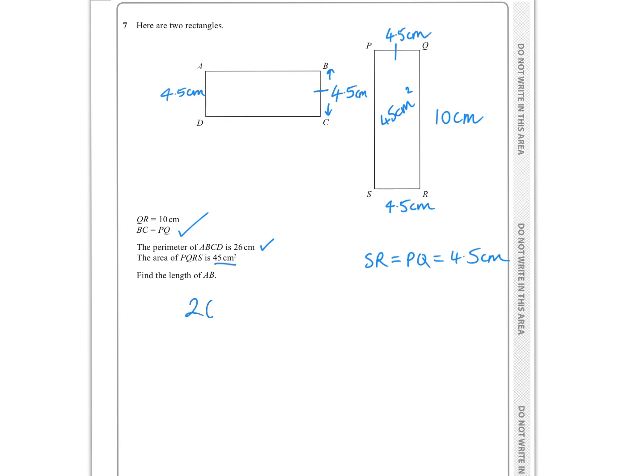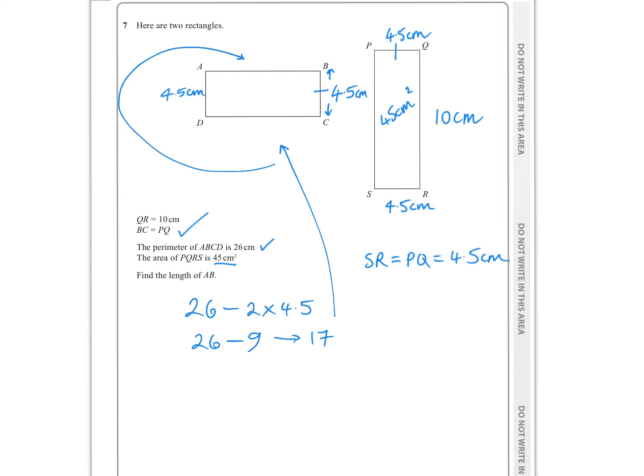So if we take the number 26 and we take 2 lots of 4.5 away, then we've got 26 minus 9, which gives us 17. And that 17 must be the sum of the 2 missing lengths. And because they're the same, we just do 17 divided by 2. And that gives us 8.5. So DC would be 8.5 centimetres, and we wanted to find the length of AB, which is 8.5 centimetres. So AB is 8.5 centimetres.